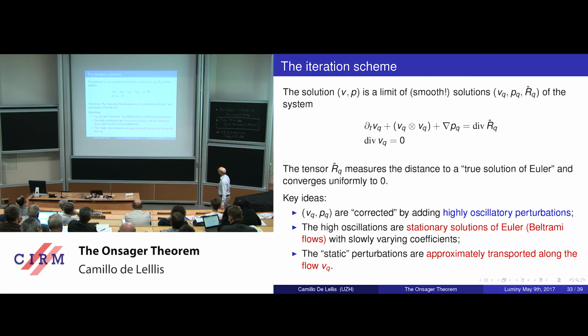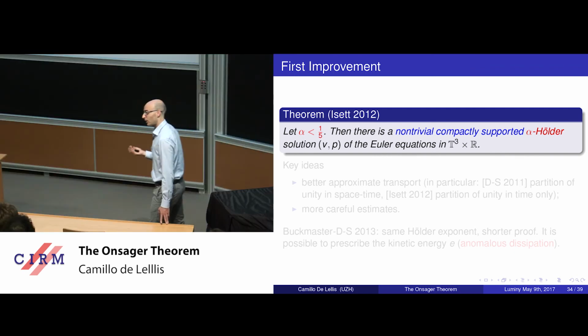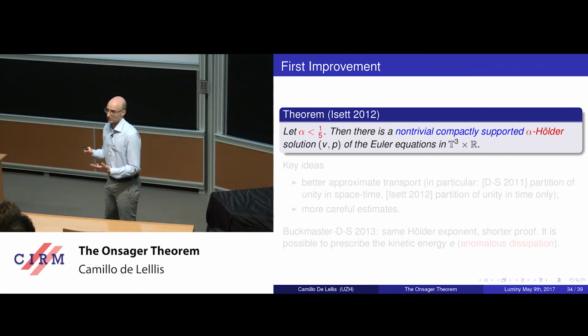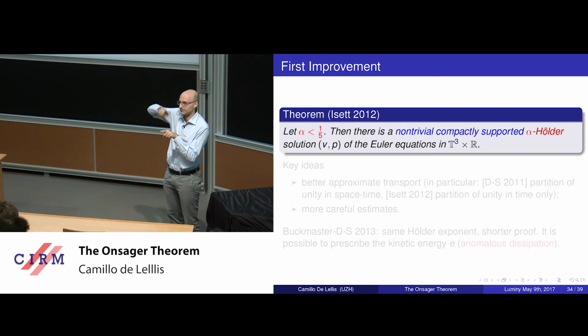Okay? So the first improvement to our 1/10 exponent actually came in the PhD thesis of Phil Isett, right after our paper, in fact. And he was able to show that for alpha less than 1/5, there are non-trivial compactly supported weak solutions with this Hölder regularity. Now, of course, non-trivial compactly supported weak solutions means they're not conserving the energy, but it's not clear whether they actually are dissipating the energy somewhere, right? Because a Hölder function might have a behavior like Brownian motion, so the energy profile might actually be doing this.